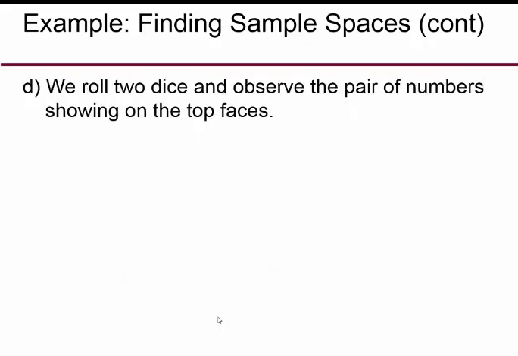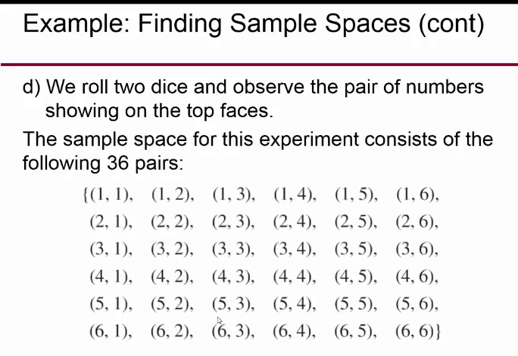Now we roll 2 dice and observe the pair of numbers showing on the top faces. So this is the sample space for 2 dice, and I've already shown you this previously. So there are 36 possible pairs, or 36 possible outcomes.